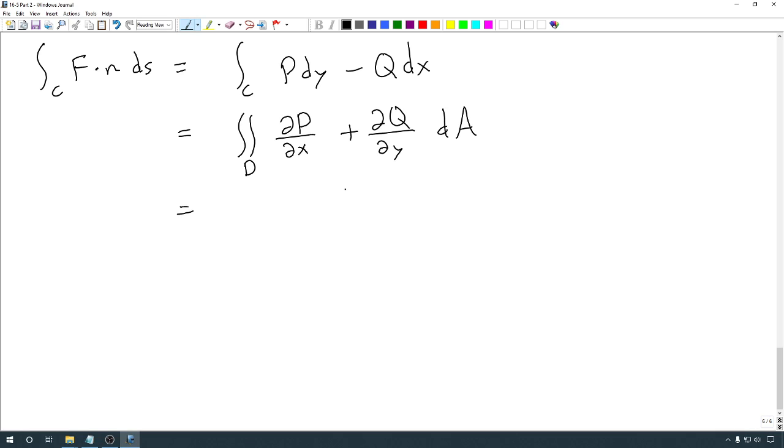And now, I was already talking about this involving the divergence in some way. We recognize that what we have inside here is just the divergence of the vector field F. We don't have a plus dR/dz because we're just working with two dimensions here. F is just Pi plus Qj. There's no R involved. So this is, in fact, the double integral over D of the divergence of F. And that's the way the book wrote it.